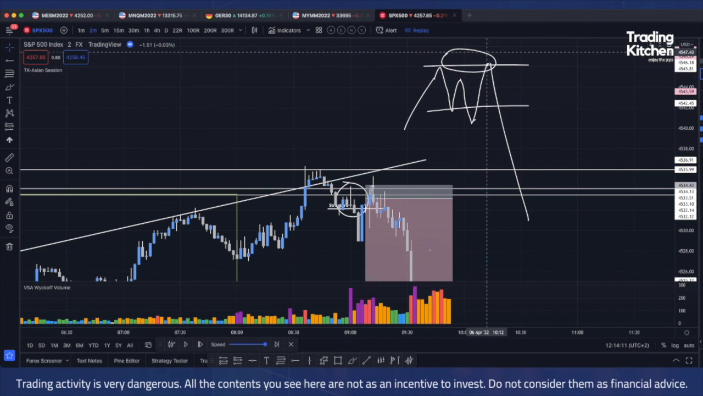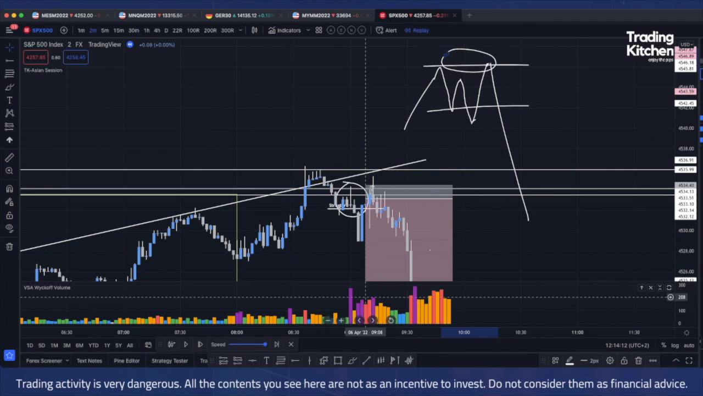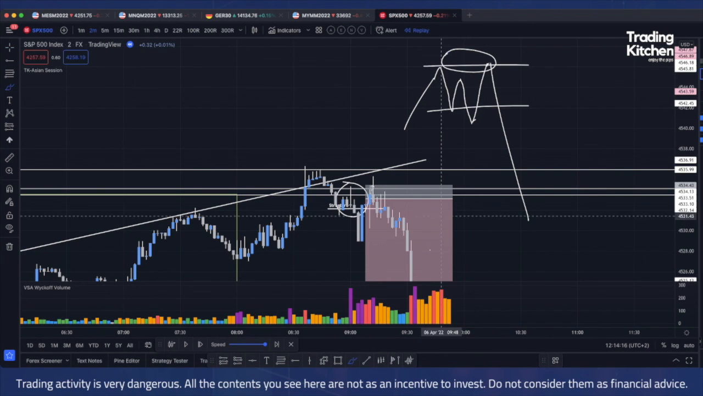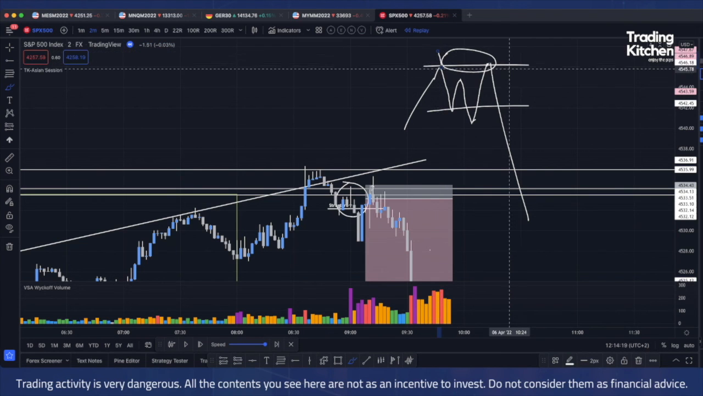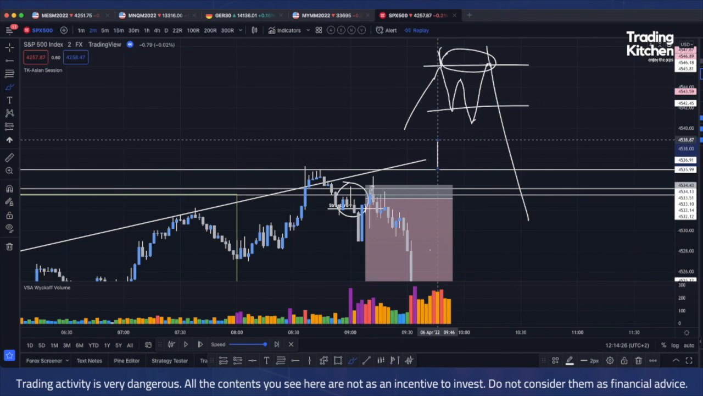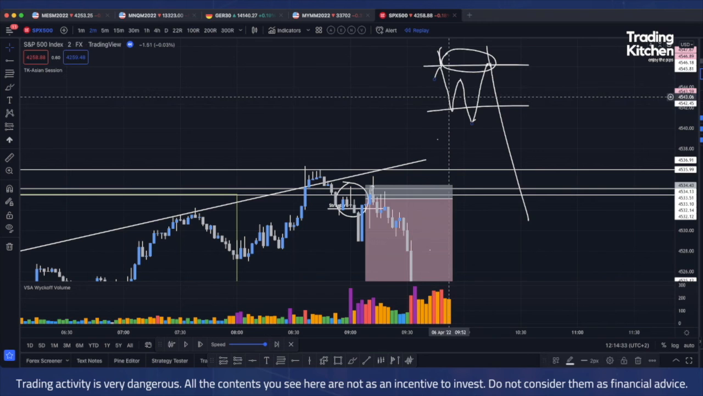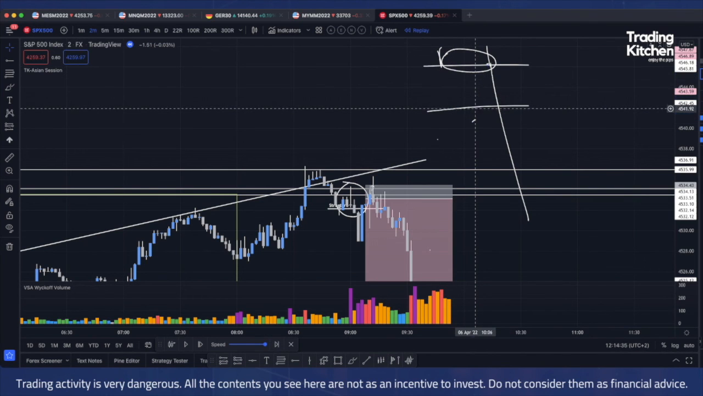And the only way to recognize a manipulation are the tails. So when you see long tails that are followed by strong volumes, it means that you are probably inside the manipulation. So pay attention to this kind of traps.